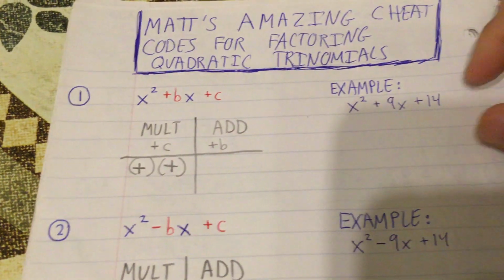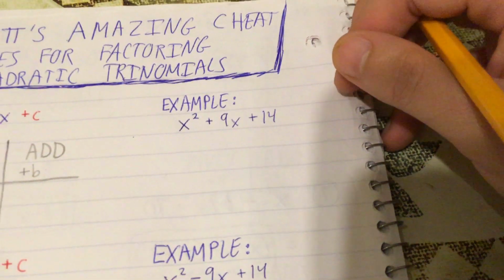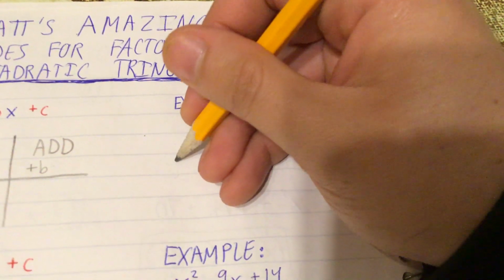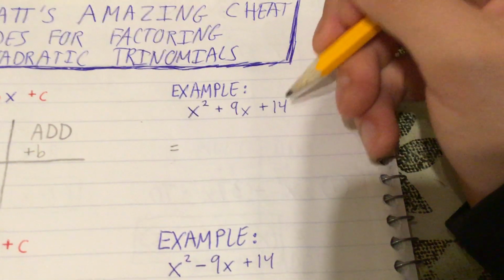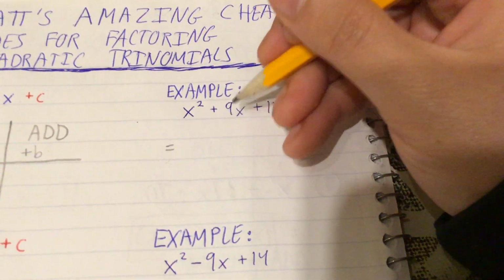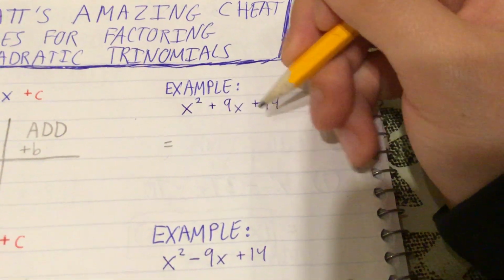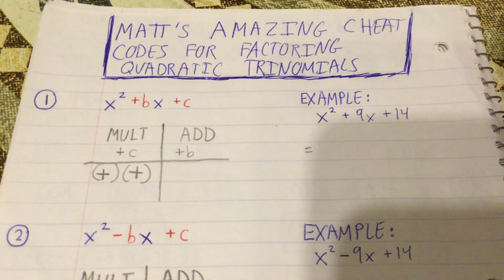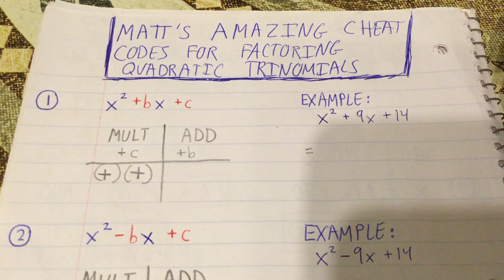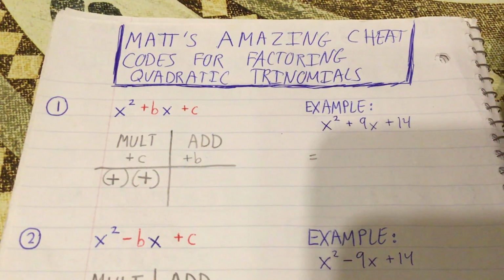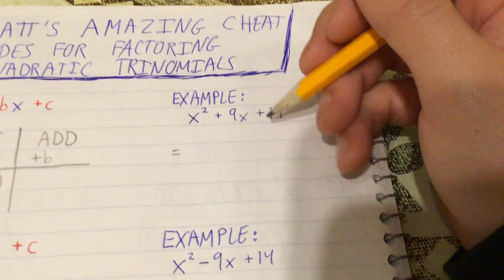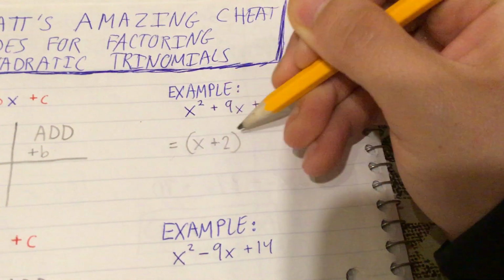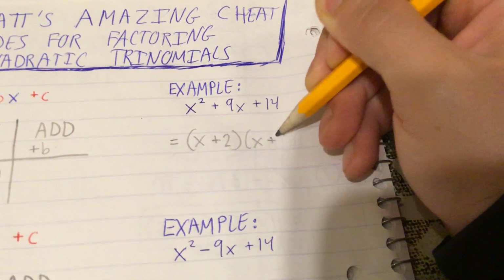And just to give you guys an example on the right, I'm going to use the same 2 numbers over and over again. In this case, hopefully you will be able to do this without a table. What 2 numbers multiply to positive 14 and add to positive 9? Note that it is a positive-positive combination. The answer is positive 2 and positive 7. So that can be broken down into x plus 2 times x plus 7.